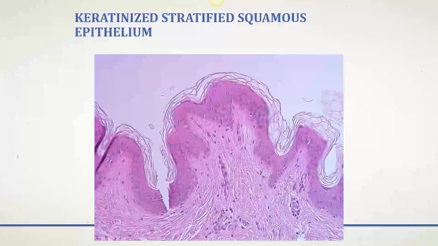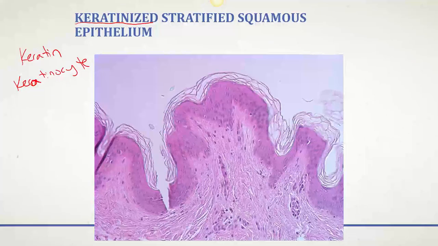Now this one is keratinized stratified squamous epithelium. So these cells fill with a protein called keratin. So sometimes we refer to the major cell type of this tissue as a keratinocyte. And we'll learn about keratinocytes in just a little bit when we go through the integumentary system.